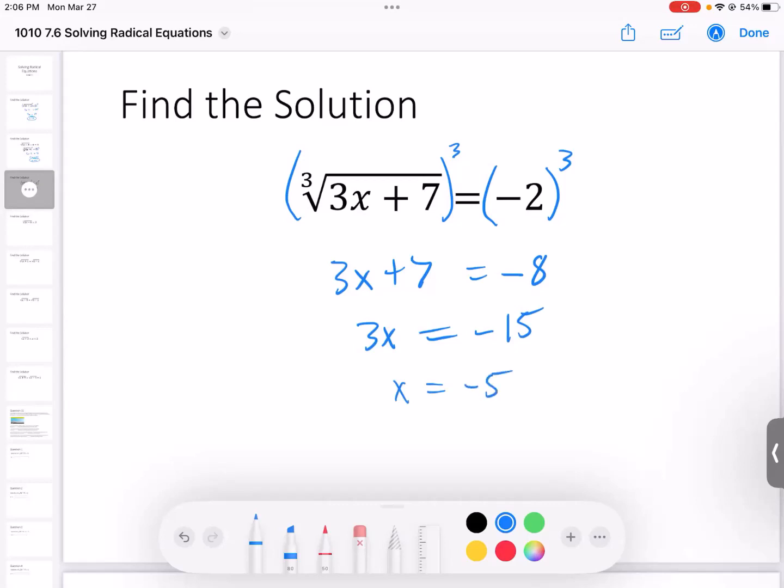And then we'll go back and test and make sure that this really does make the equation true. So 3 times -5 is -15. -15 plus 7 is -8. And the cube root of -8 does equal -2. So that solution is good. And so that would be our answer.